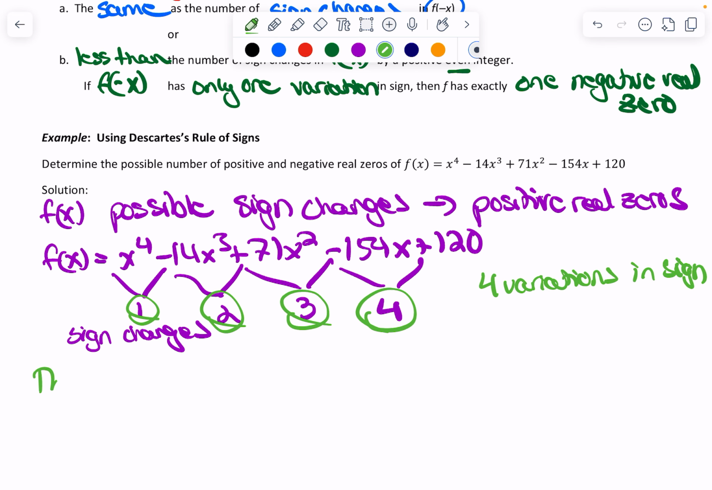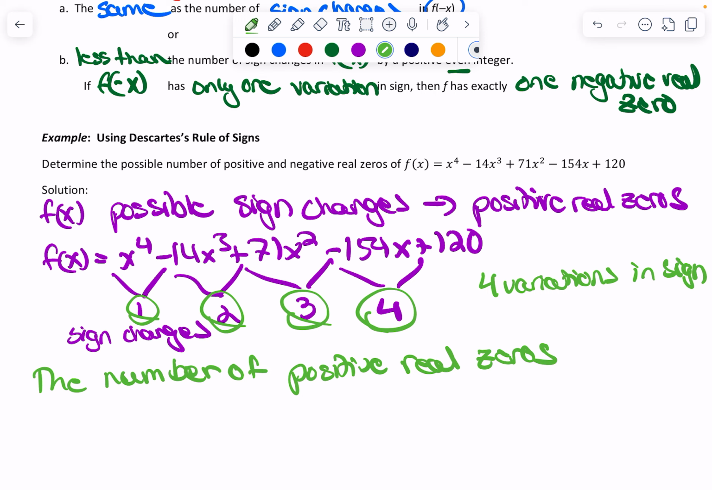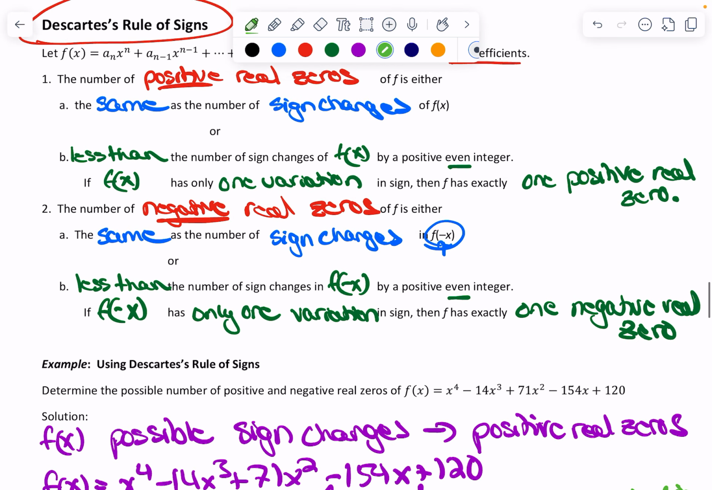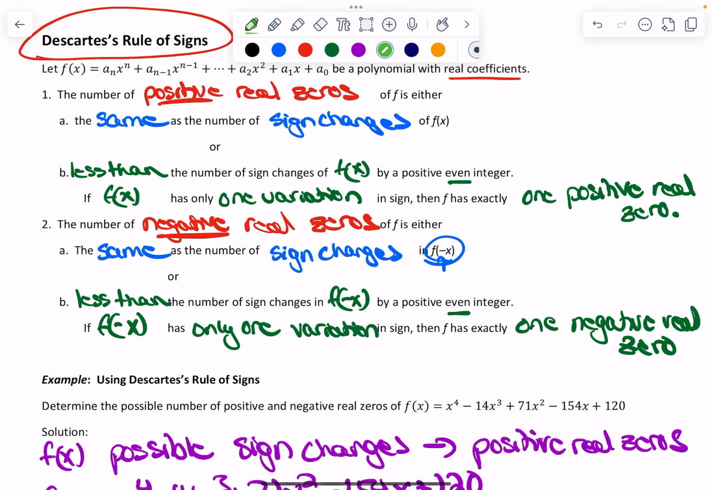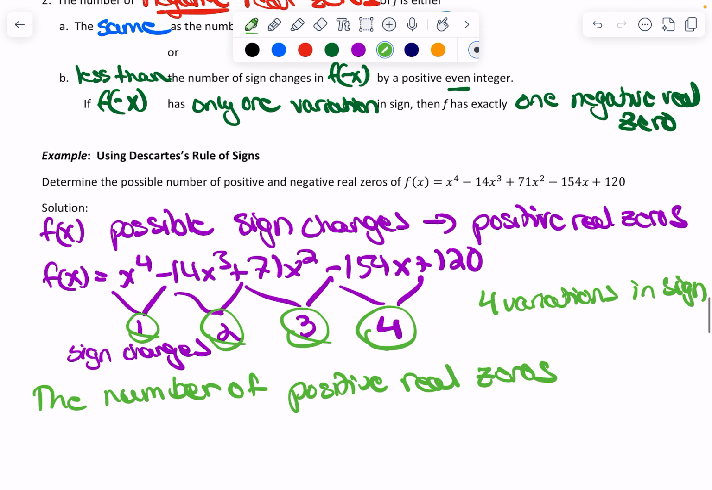So the number of positive real zeros is the same as the number of sign changes or less than the number of sign changes by a positive even integer. So it can be 4. The next positive even integer less than that is going to be 2, and then there's the 0 as well, if possible.